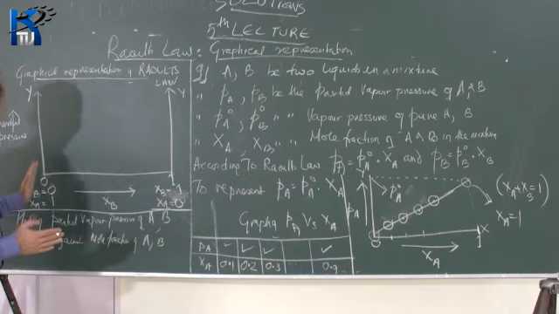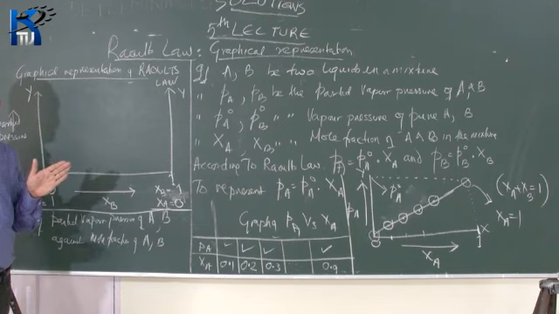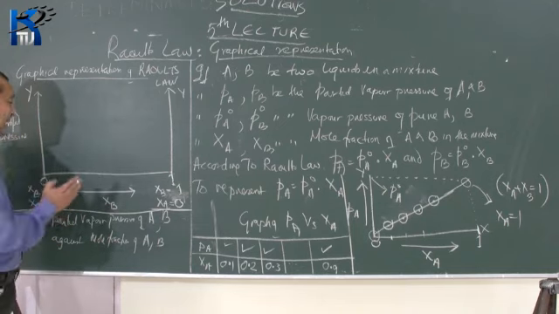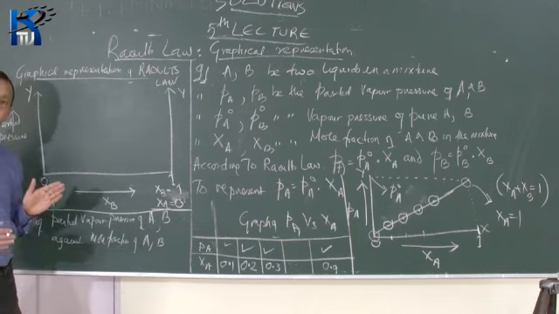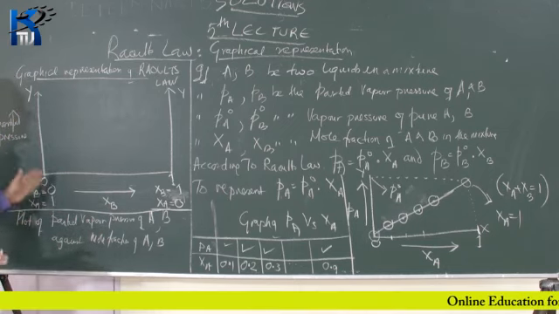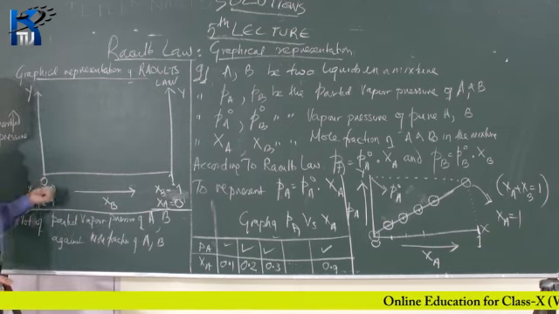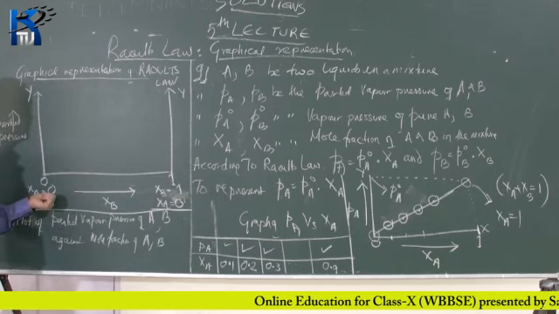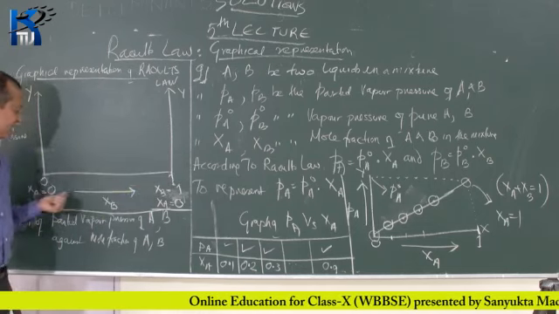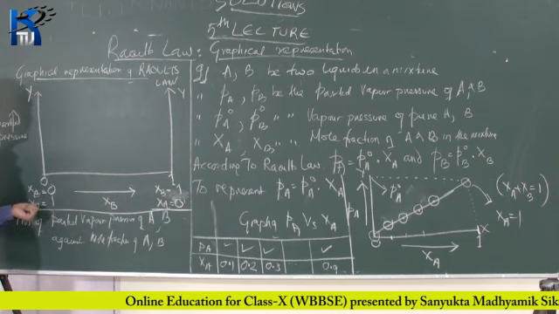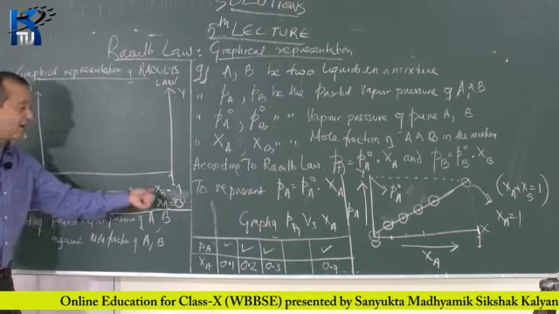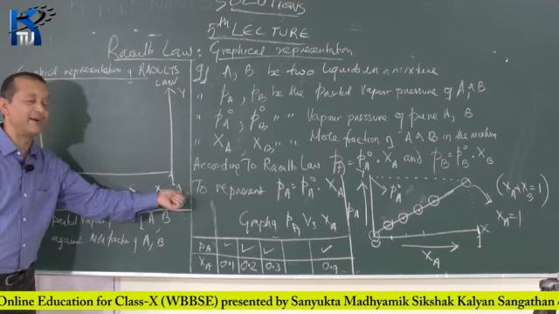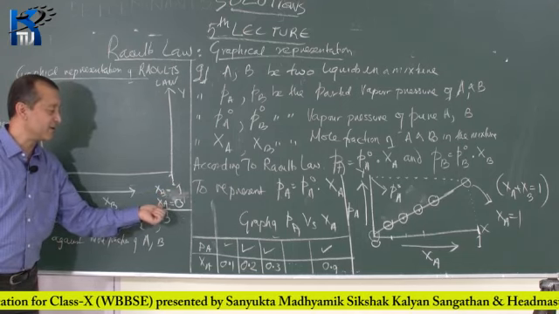That means the y-axis is measuring the partial pressure. There are two y-axes, and the x-axis measures the mole fraction, and the range of mole fraction is from 0 to 1. At the origin, XB is 0, therefore XA is 1. And here XB is 1, which means XA will be equal to 0.